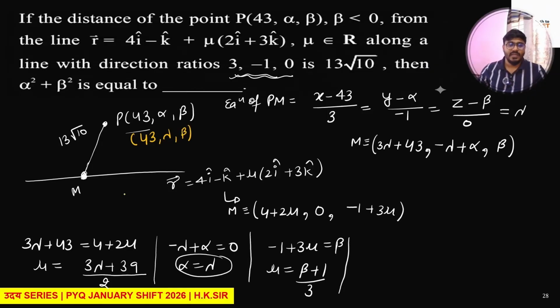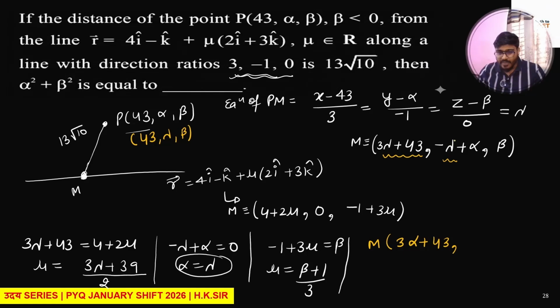What about this other point M? What can you write for the coordinates of M? Coordinates of M is this one, 3 lambda plus 43. So 3 lambda is alpha, alpha plus 43 comma, in place of lambda write alpha, so alpha minus alpha plus alpha, it is 0, and the third point is beta.